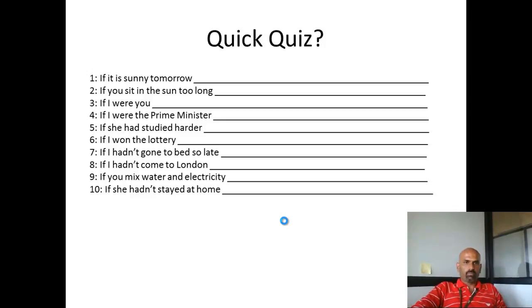If I were you, I will fill it up. If I were you, what would you do? If I were the Prime Minister, if she had studied harder, if I won the lottery, if I hadn't gone to bed so late, if I hadn't come to London. You can fill in the remaining part with anything, but I will check yours. It's a self-checking quiz to see whether you understood or not.